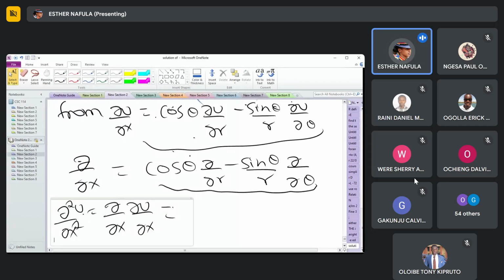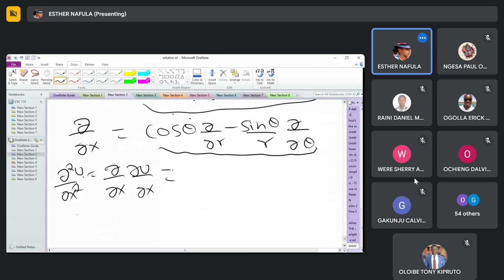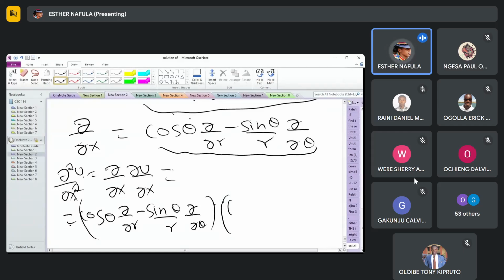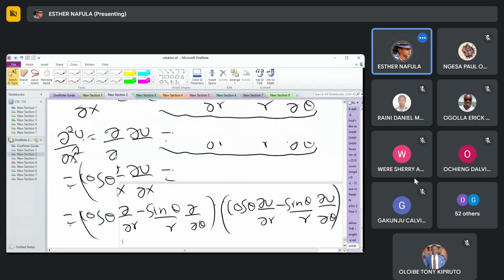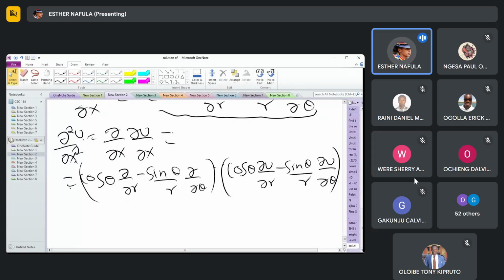Maybe I can write this down. It's equal to cos theta partial r minus sin theta over r partial theta times partial u partial x. Partial u partial x is cos theta partial u partial r minus sin theta over r partial u partial theta. Hope we are together. Now we want to expand this bracket.